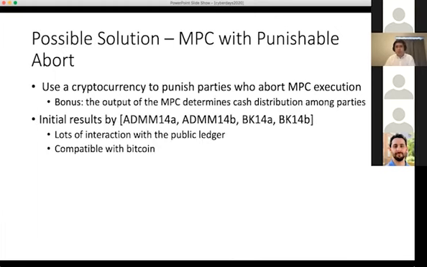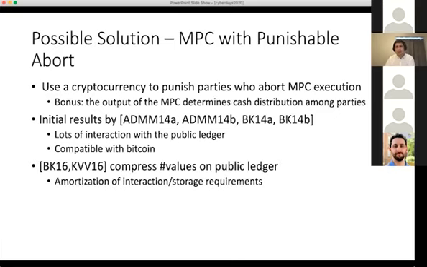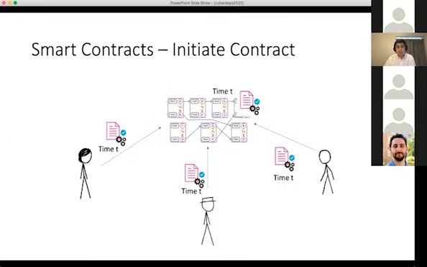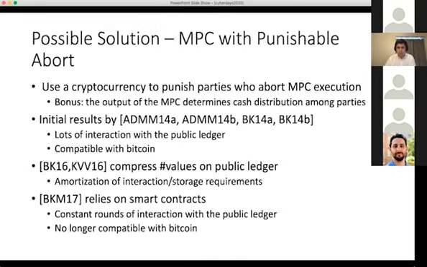There were many initial results aiming at lowering the interaction with the public ledger, meaning the blockchain, and keeping compatibility with Bitcoin and so on, but most of them didn't achieve any practical efficiency. The best that was there before our work was the so-called BKM-17 result, where you rely on a smart contract in order to eliminate the necessity for multiple rounds of interaction with the blockchain and the necessity to store too much data on the blockchain.